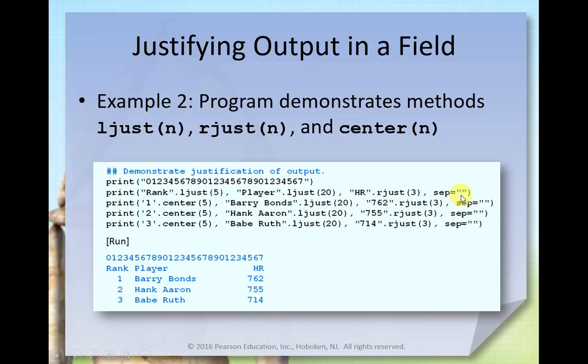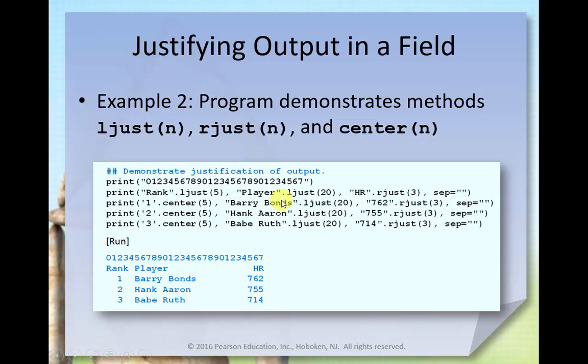Notice separator has been set up to be null, so there's no separator between them. This helps us control the layout in a table kind of a thing a little better. Then we actually print the data. So we're going to print our ranking 1, 2, and 3. This is going to be centered within our 5-character width. You can see that that's what happened down here.